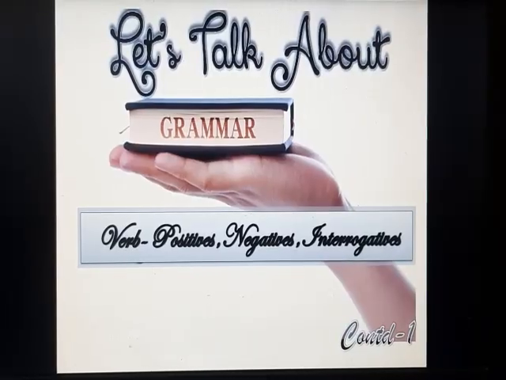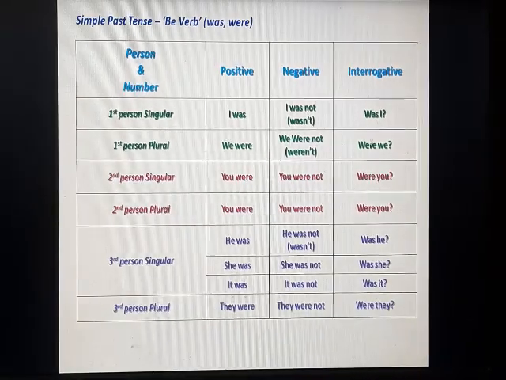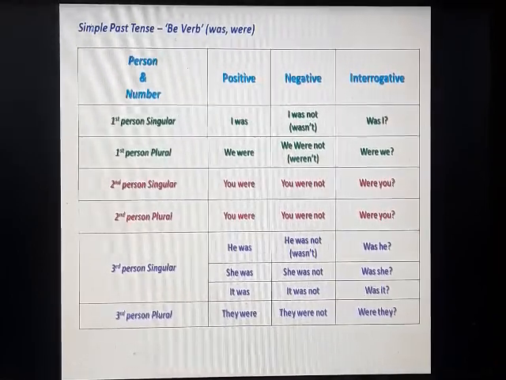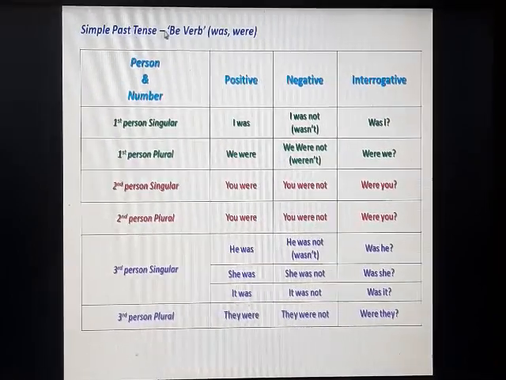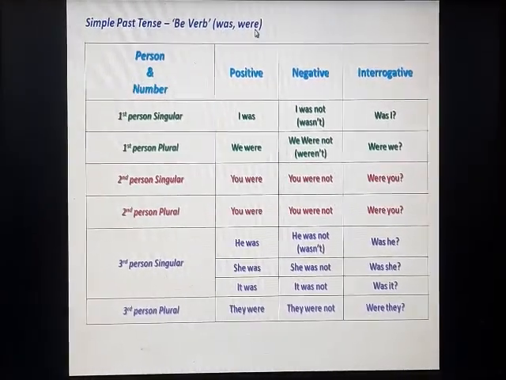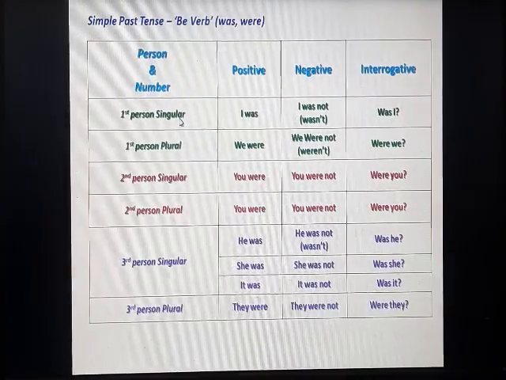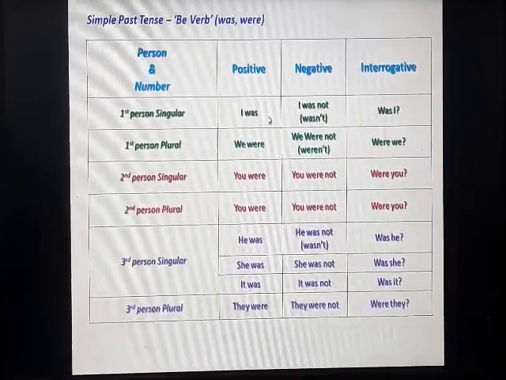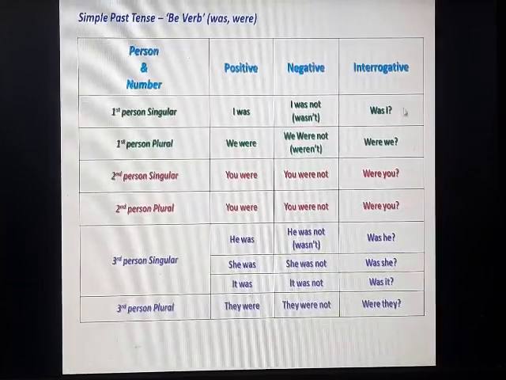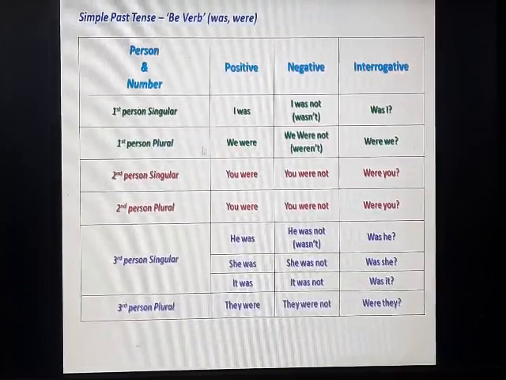Let's continue, children. In this session, we shall see how to form negatives and interrogatives in the simple past tense with the be form of verb. It is was in the singular, were in the plural. In the first person singular, in the positive, it is I was. Negative, I was not or I wasn't. Interrogative, was I. In the first person plural, we were.